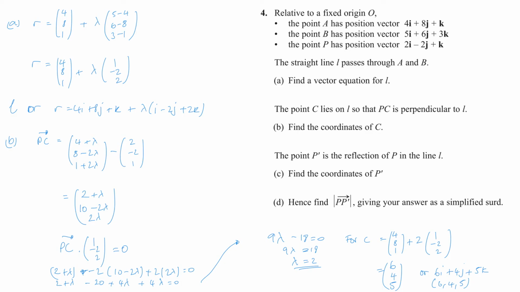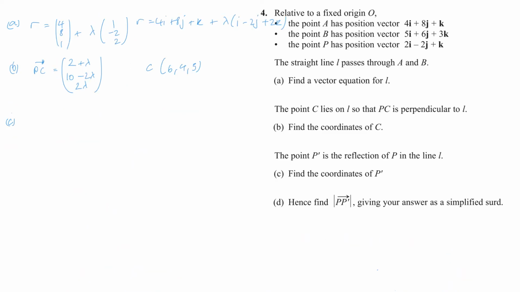Now the point P dash is the reflection of P in the line L. Find the coordinates of P dash. Okay, now for this one, imagine this is L. We got a point C on it, and somewhere down here is P. And that's perpendicular. Then its reflection is going to be up here, like so.